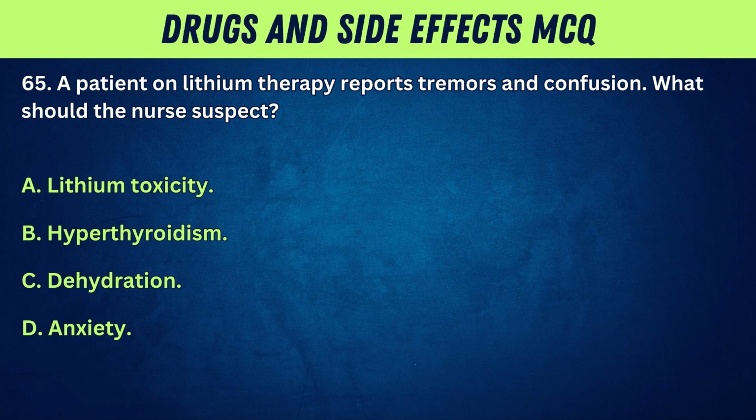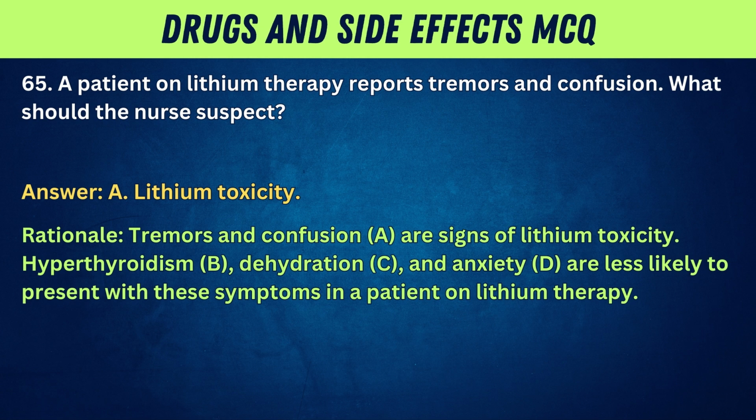65. A patient on lithium therapy reports tremors and confusion. What should the nurse suspect? A. Lithium toxicity. B. Hyperthyroidism. C. Dehydration. D. Anxiety. Answer: A.